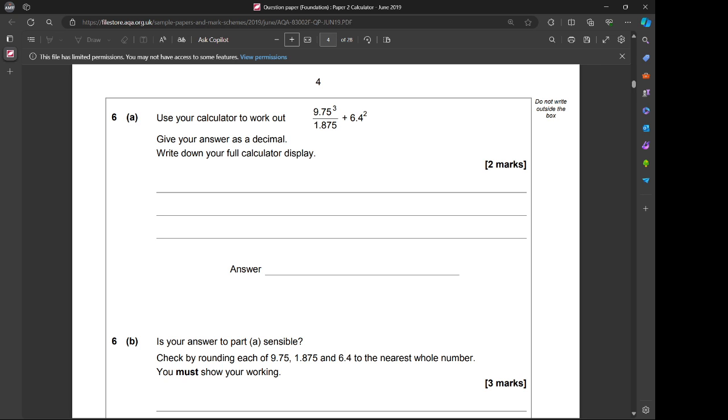So this is from a website, I think. It's from the actual AQA website. It's AQA June 2019 Paper 2 Foundation Tier. Hello Tahir, welcome. Hello SP.